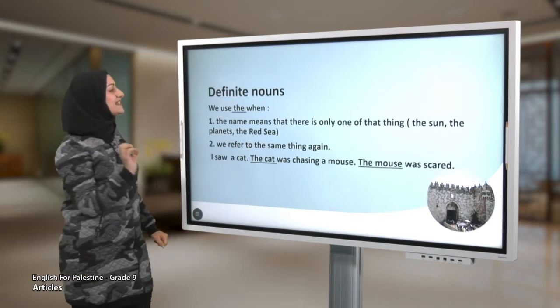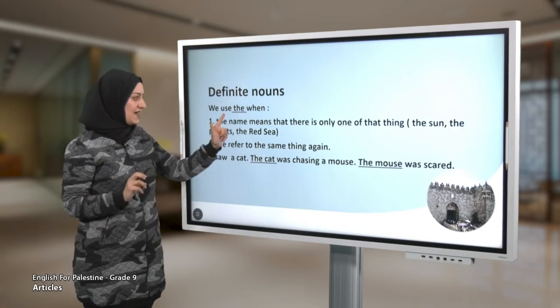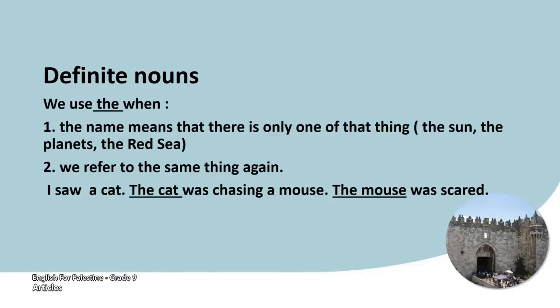Now, we said that with definite nouns we use the when the name means that there is only one of that thing, the sun, the planet, the Red Sea, or when we refer to the same thing again.